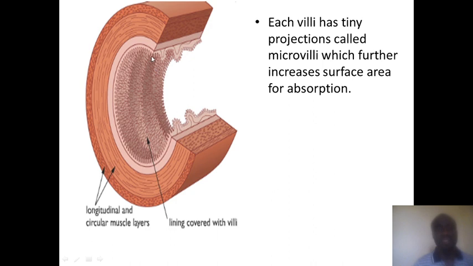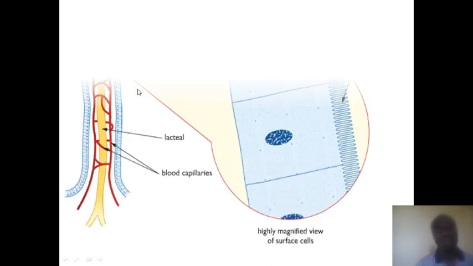Here is the section of the small intestine, and these are the villi we are talking about. As you can see, the whole wall of the intestine is surrounded by villi, and their work is just to increase the surface area for absorption.